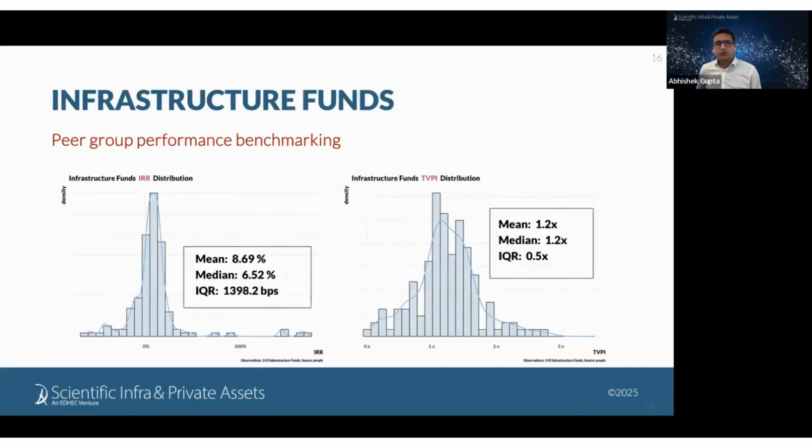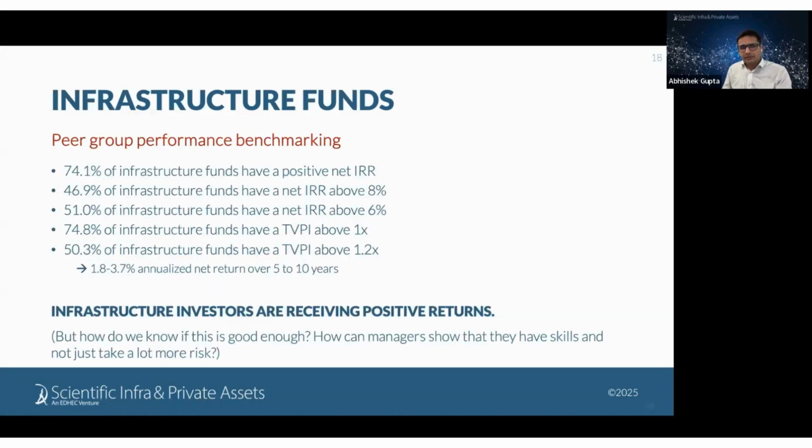Same exercise we can do with infrastructure funds. Left distribution is again of IRR and right of TVPI. On average, lower returns, 8.7% mean IRR in infrastructure funds. Median is 6.5%. Mean and median TVPIs are about 1.2x net of fees for these funds in the sample. And similar observations again for infrastructure.